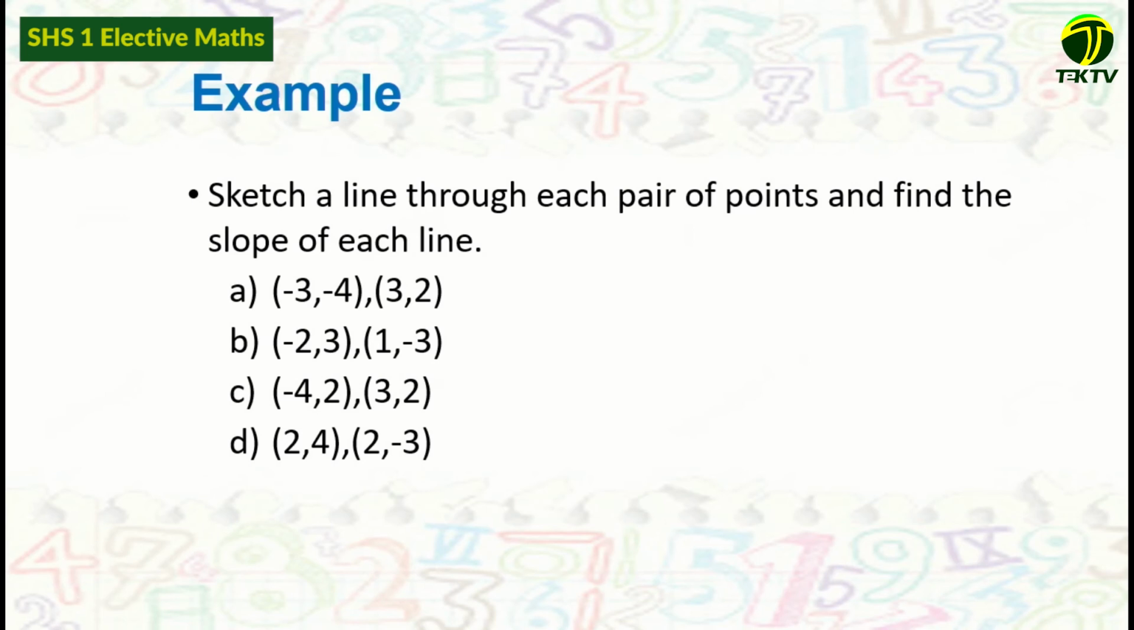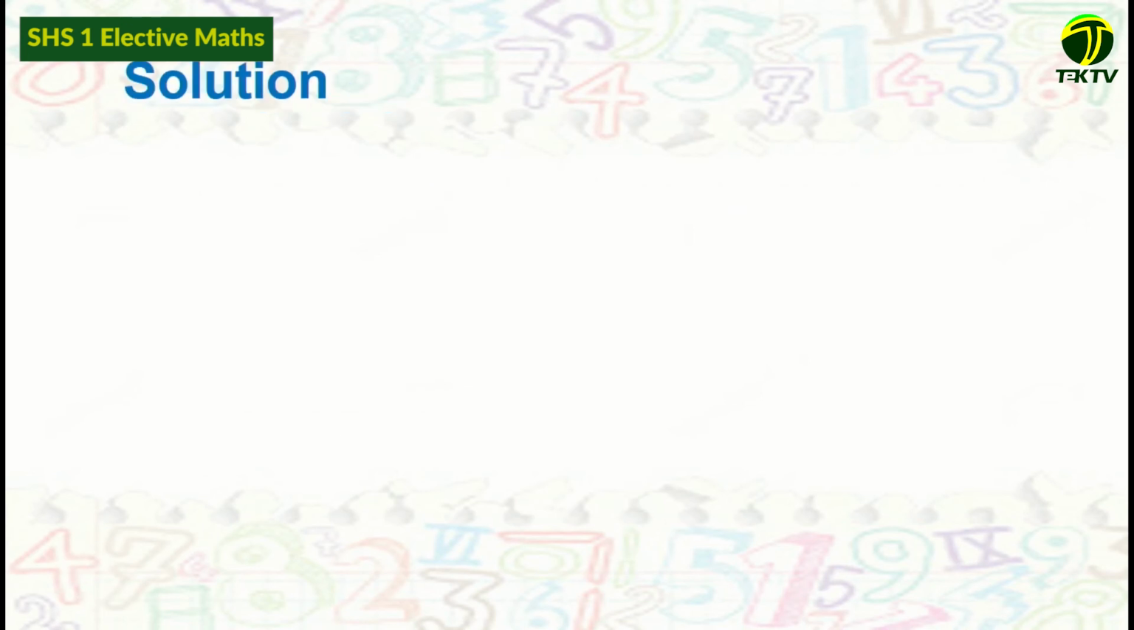B, (-2, 3) and (1, -3), that is the B part. C, a point (-4, 2) and then (3, 2), and then D, (0, 4) and then (2, -3). I'll answer the first two, then you try the last two on your own, just to test yourself that you're okay with the concept. Solution.